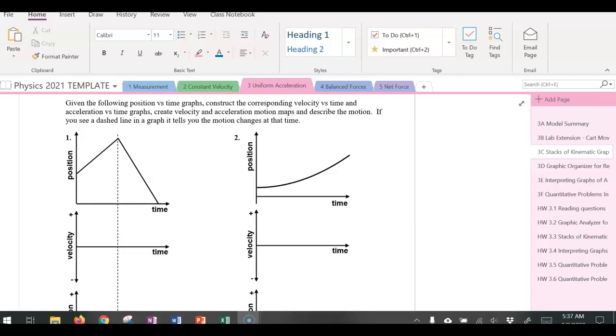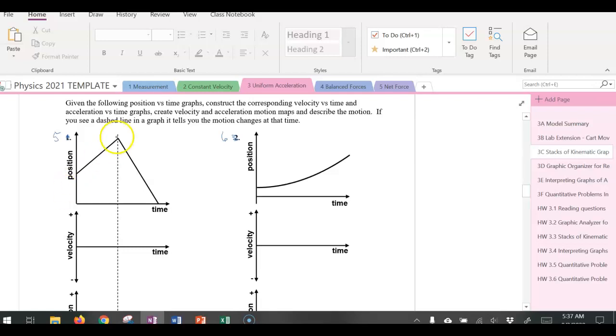This webcast continues Worksheet 3C, where we're talking about stacks of kinematic graphs. So this problem is, I think I've labeled it number 5 actually. Okay, so first I'm going to do this scenario on the left-hand side.